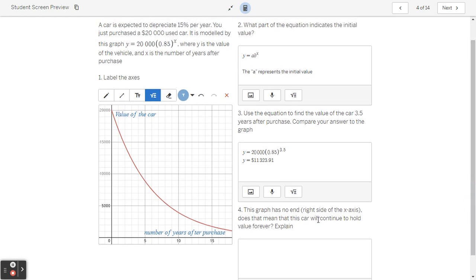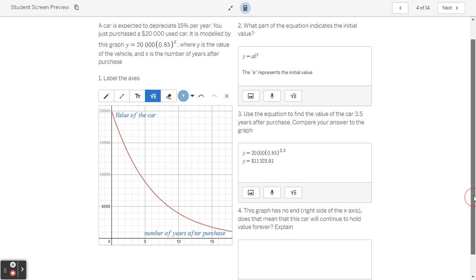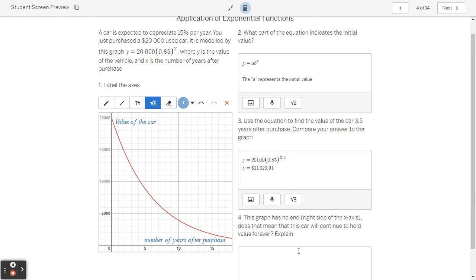Okay, now for a thinking question. This graph has no end. Now we know that because this is an exponential function, it's going to go on forever. Does that mean that a car will hold its value forever? Well, this is the difference between what's theoretical, meaning what the graph shows, and what's realistic. It's not realistic that a car is going to last forever. So even though the graph will continue on forever to say that there is still some value, our car will probably expire after 15 or 20 years.